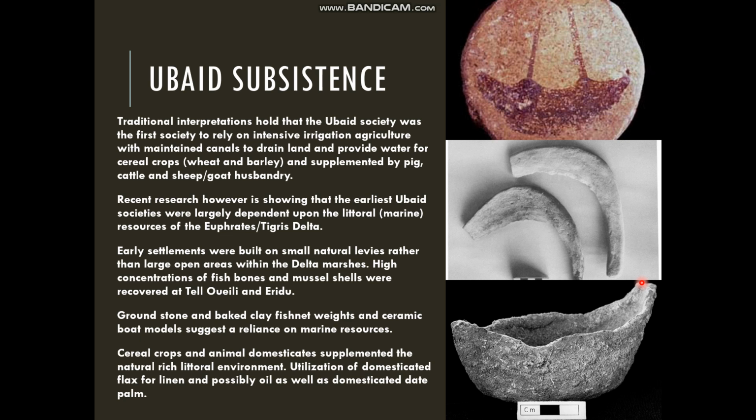We also see the utilization of flax for linen and possibly also for oil, and the domestication of the date palm. So we have a relatively broad and varied domesticate suite here that's supplementing those extensively utilized and resource-rich fisheries of the Tigris and Euphrates Delta and the Persian Gulf.